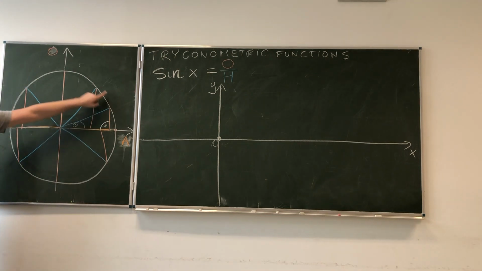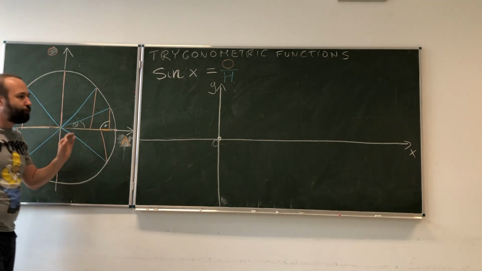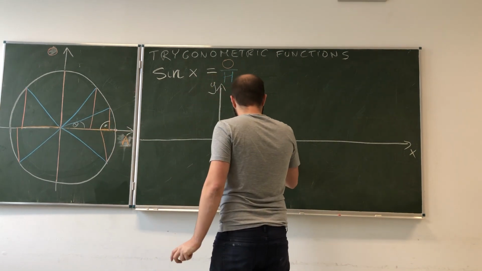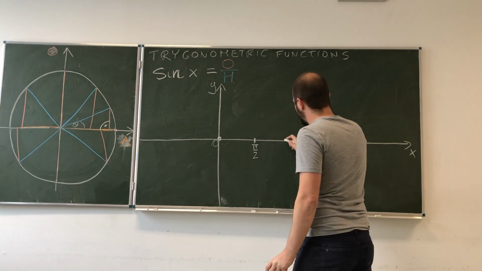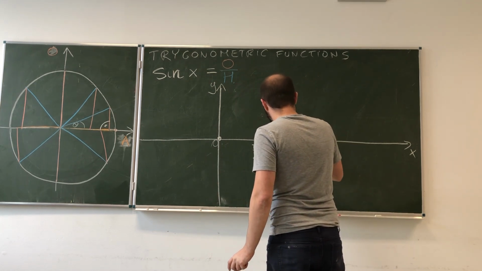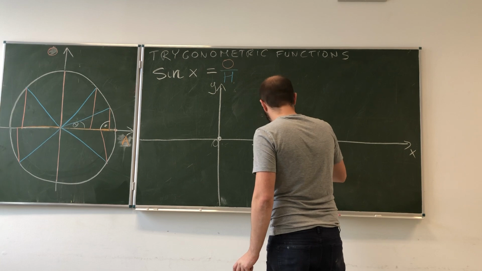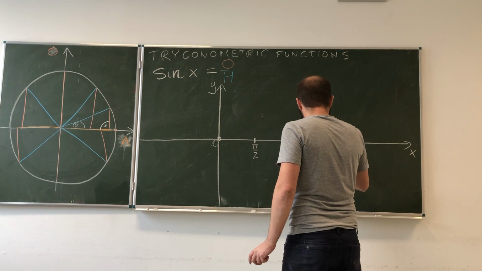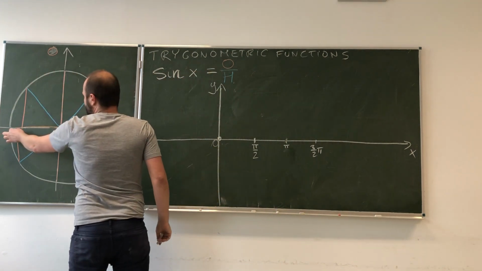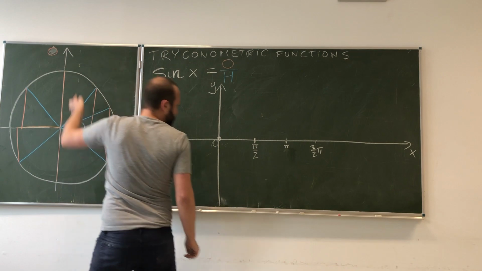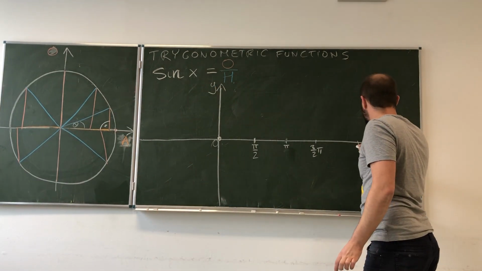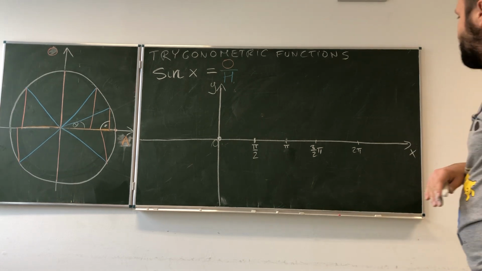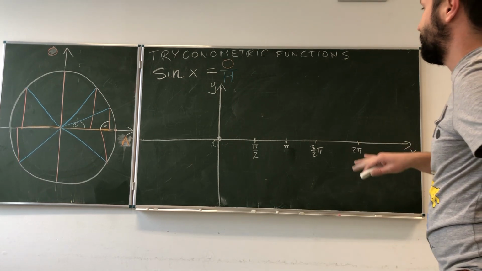Now, we know that the full circle has 2 pi radians, right? So, first quarter of a circle is half a pi. Half a circle is just pi. Then we have 3 over 2 pi, which is three quarters of a circle, and 2 pi is the full circle. Right? So now, how should I draw it?